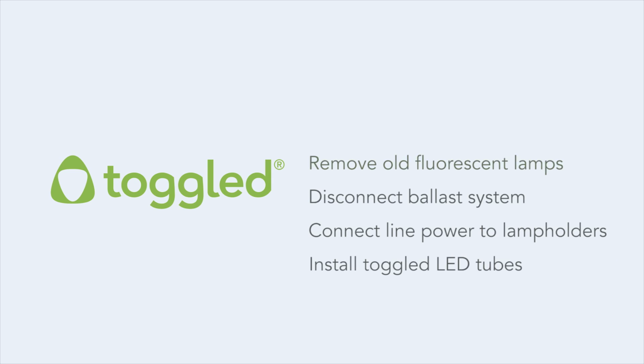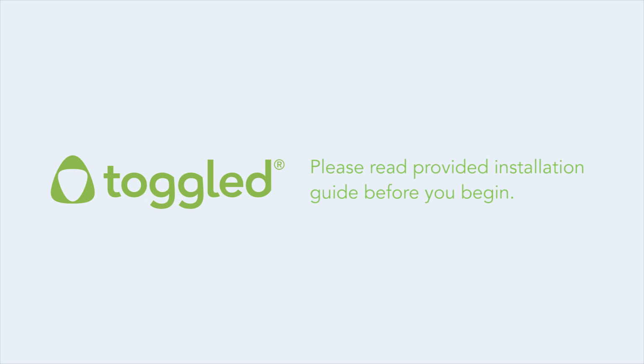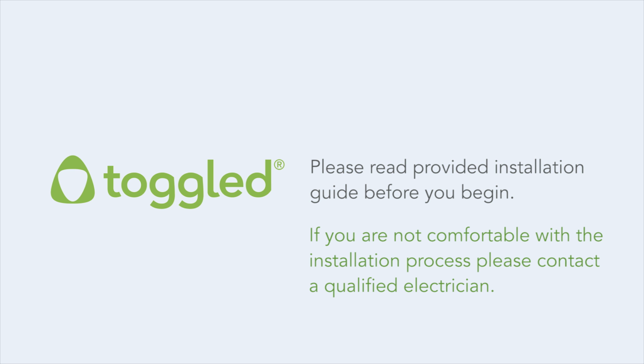Installation is easy. You'll remove your old fluorescent lamps, disconnect the ballast system, connect line power to lamp holders at one end of the fixture, with each powered lamp holder having one line and one neutral wire, and install your Toggled LED tubes. Please read the provided installation guide before you begin. If you're not comfortable with the installation process, please contact a qualified electrician.